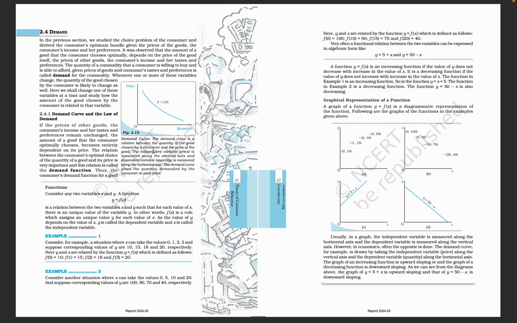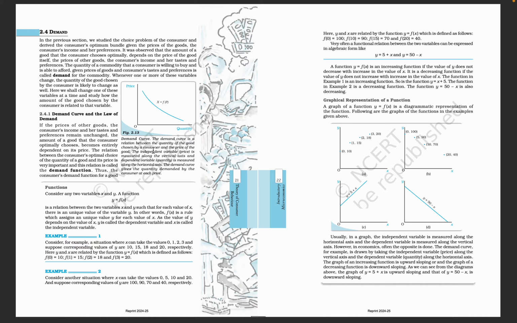A function y equal to f(x) is an increasing function if the value of y does not decrease with an increase in the value of x. It is a decreasing function if the value of y does not increase with an increase in the value of x. The function in example 1 is an increasing function, so is the function y equal to x plus 5. The function in example 2 is a decreasing function. The function y equal to 50 minus x is also decreasing.